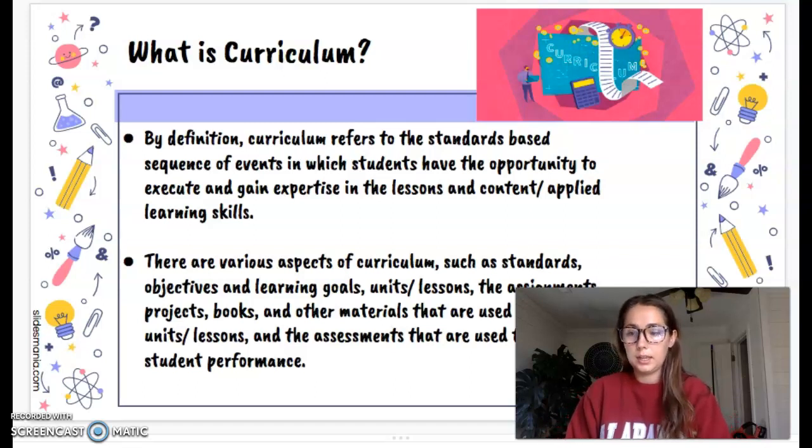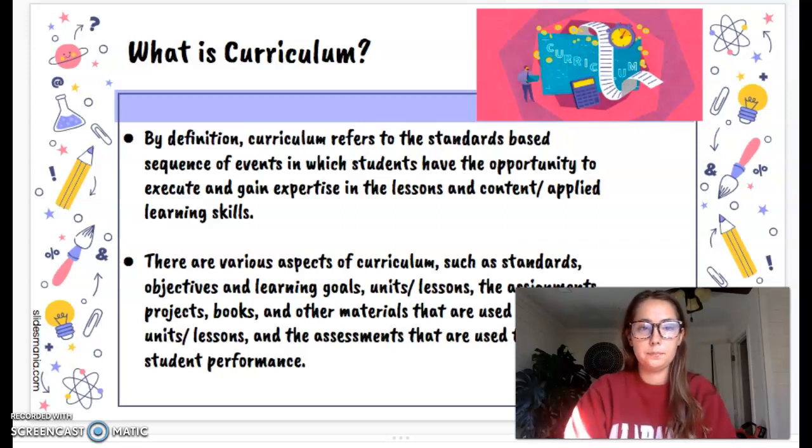These are events and activities that allow students the opportunity to experience mastery in the content and the applied learning skills. There are various aspects of curriculum. The standards and learning goals are part of curriculum. So are the units, the assignments, projects, books, and other materials that are used within the lessons and units. And even the assessments that are used to gauge students' performance is all part of curriculum.